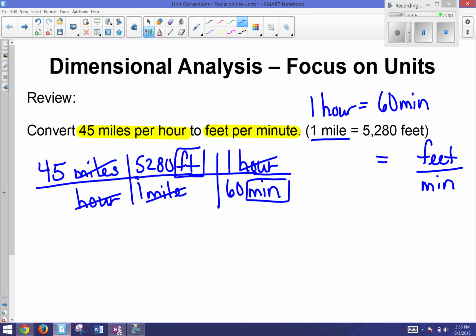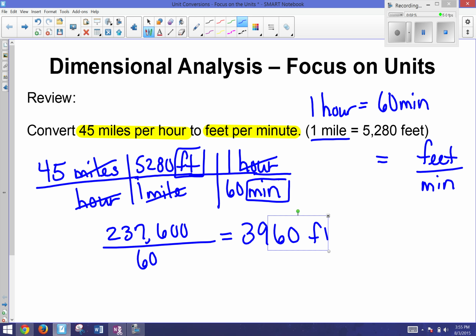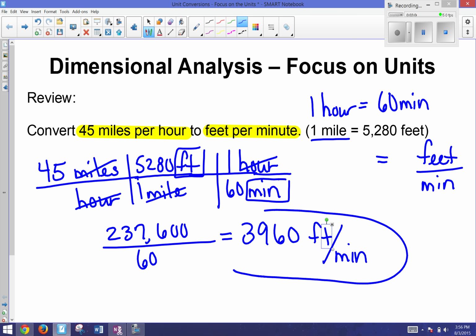Now the last step is to do the computation, actually the math to find the answer. So we'll multiply across the top, 45 times 5,280. That gives us 237,600 over 1 times 1 times 60, that would just be 60. For a final answer of 3,960. So there we have it. 45 miles per hour is equivalent to 3,960 feet per minute.